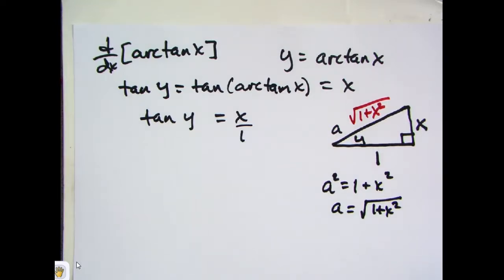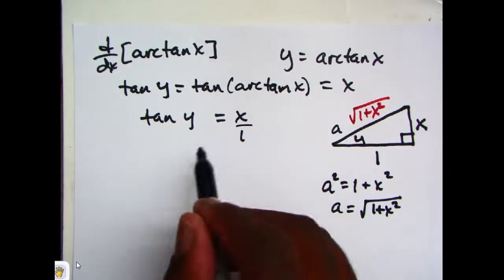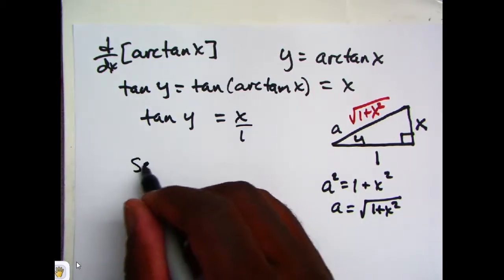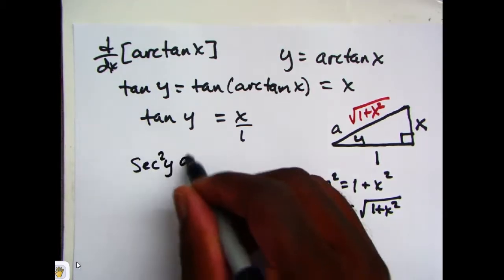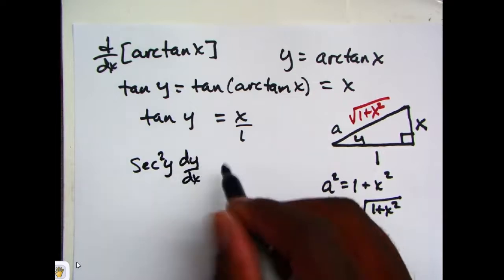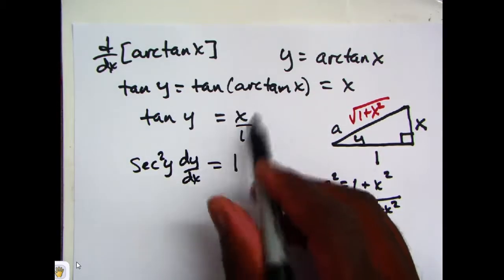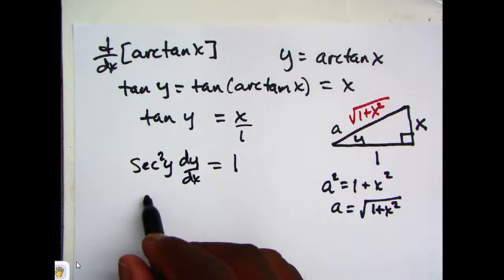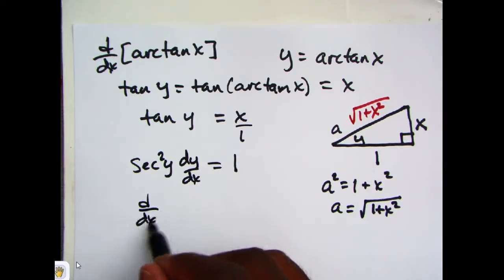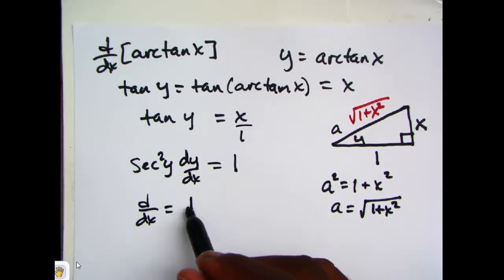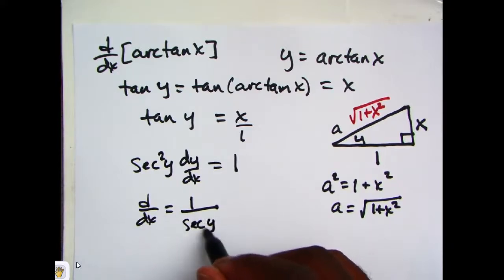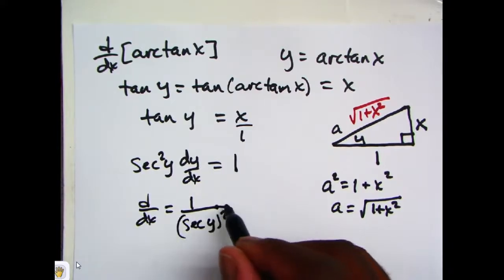Okay, so let's go ahead and take the derivative of both sides. The derivative of tangent is secant squared, so that's secant squared y dy/dx, and that's equal to 1. The derivative of x is 1. So here we're going to get dy/dx is equal to 1 over the secant of y, and we're going to square that.